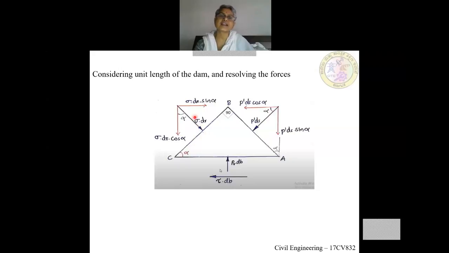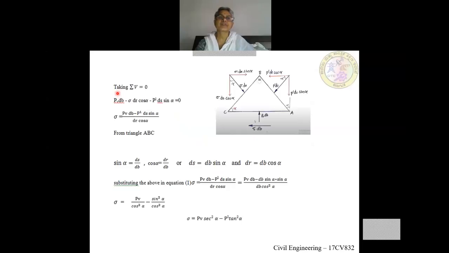So knowing this angle, the horizontal component here will be sigma dr sine alpha, and the adjacent one is here sigma dr cos alpha. So here this will be sine and this will be cos. So now we have to find out this value of sigma, the principal stress, and the shear stress. So for that, let us take up the sum of all the vertical forces.